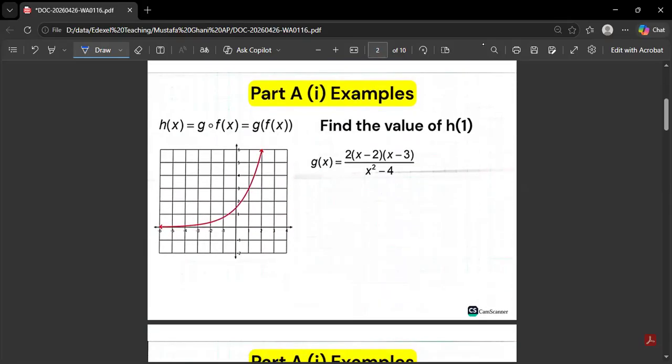The second question says that first of all, look at what they are saying: find the value of h of 1. H of 1, right? First look at what you have to find out. You have to find out h of 1, right? That means the x is 1, right? Is this clear?